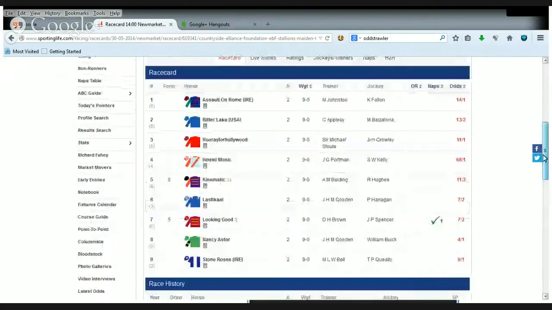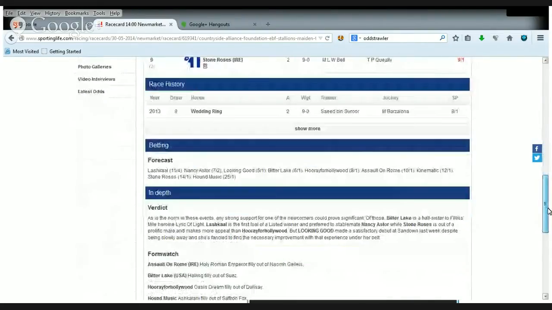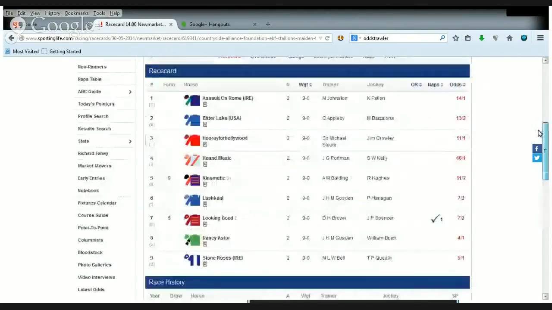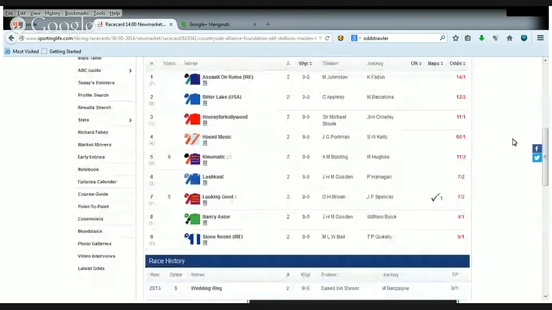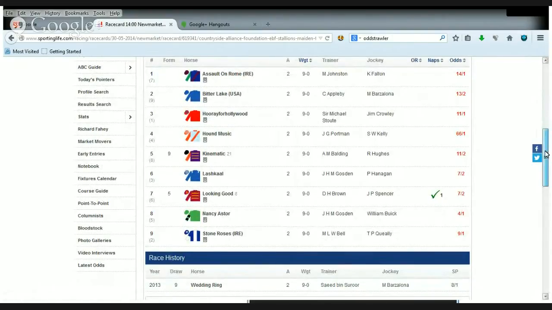Because we've got 9 runners, we're looking at 2 and 3 across at the bottom of the forecast. There's 1 selection, there's 2, and there's 3, and then 4, 5, 6, 7, 8 and 9. We were looking at Looking Good and Bitter Lake. Looking Good is 7-2, and Bitter Lake is 13-2. Those are the 2 horses for the next race.